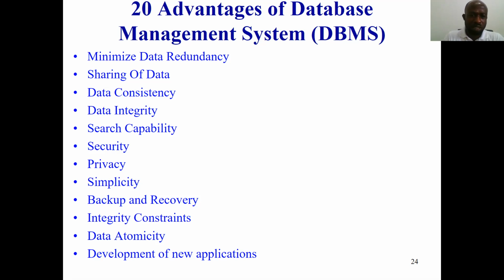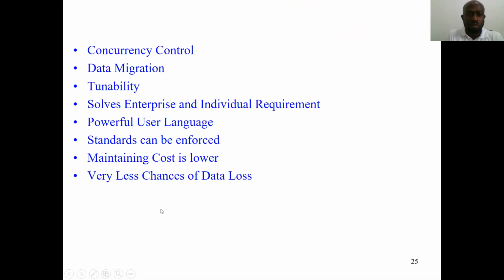Data integrity is assured. There is also search capability. Security is assured. Privacy is assured. Simplicity is assured. There is also the possibility of backup and data recovery. We also have integrity constraints, data atomicity, development of new applications, concurrency control, data migration, tenability. It also solves enterprise and individual requirements, powerful user language, standards can be enforced, maintenance cost is lower, and very few chances of data loss. So these are some of the 20 advantages of database management systems that I have listed.